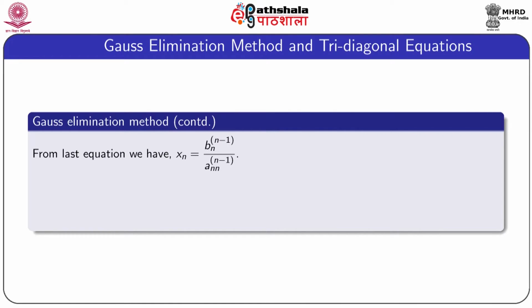Note that from the last equation we can easily determine the value of xn, which is equal to b_n^(n-1) divided by a_nn^(n-1).